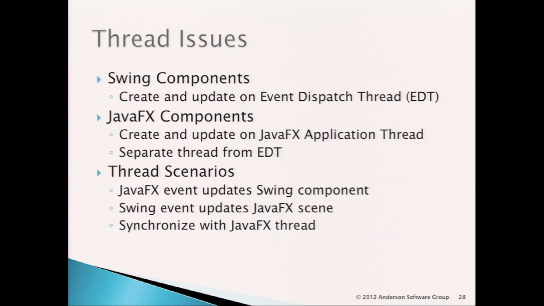The first scenario: a JavaFX event updates a Swing component. That happens when you need to update a Swing component because an event has happened in JavaFX. The second scenario is the opposite: a Swing event updates something in the JavaFX scene graph. This is because something happened in Swing and we need to update something in JavaFX. The third scenario is a very advanced one where you have to specify synchronization. Basically this is a special case of the second scenario where timing is involved, and you have to wait for changes in the JavaFX scene graph to complete.